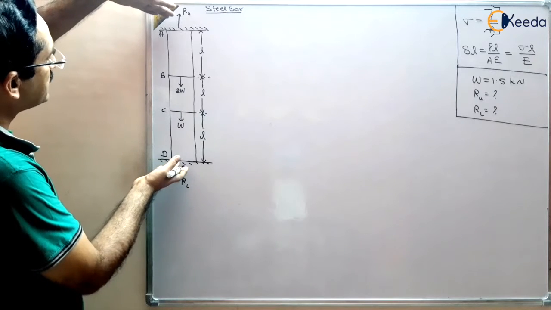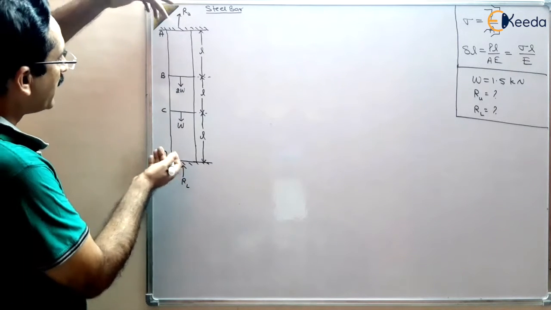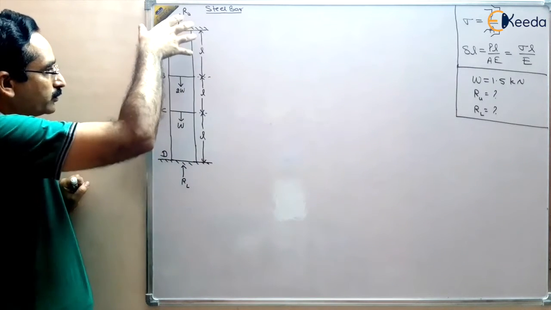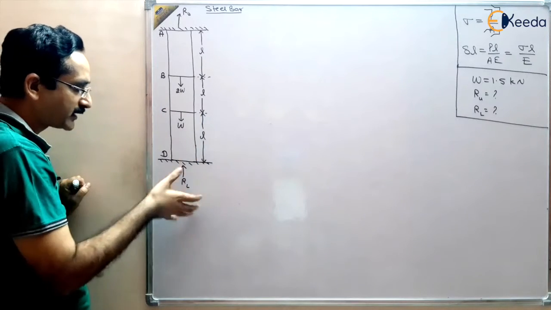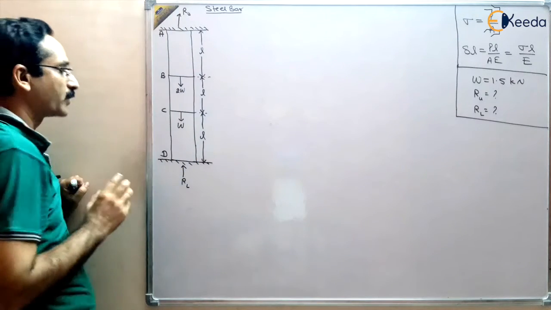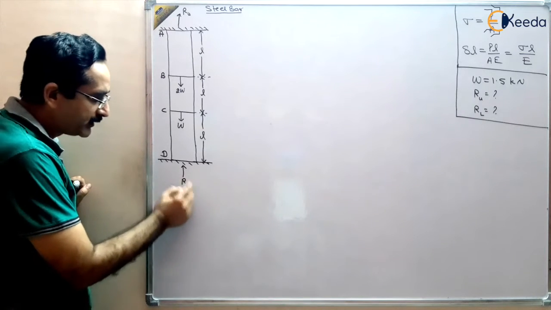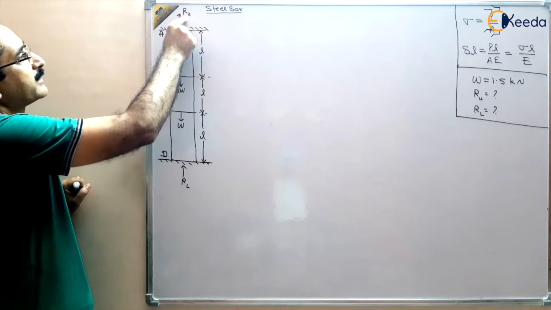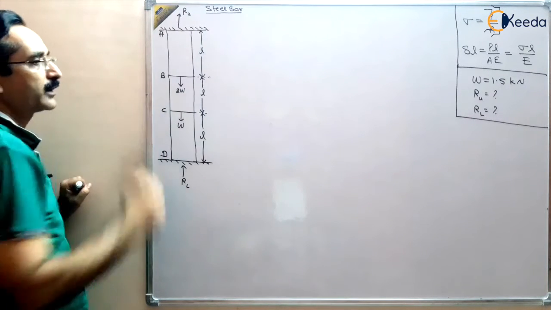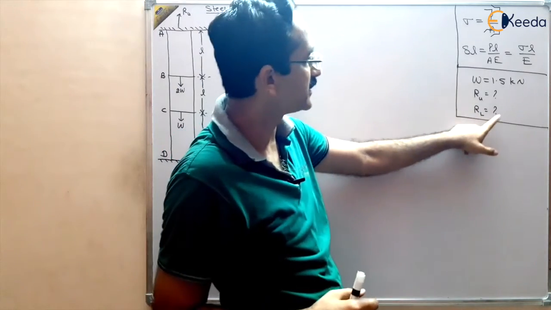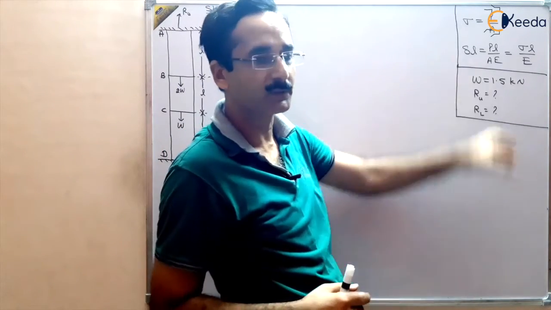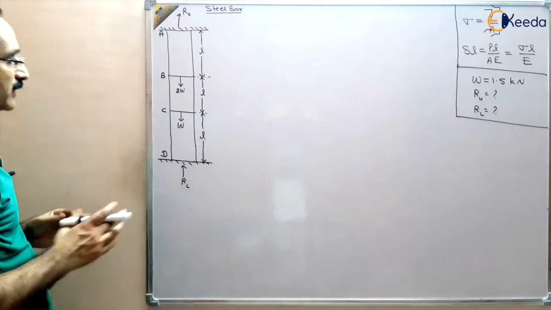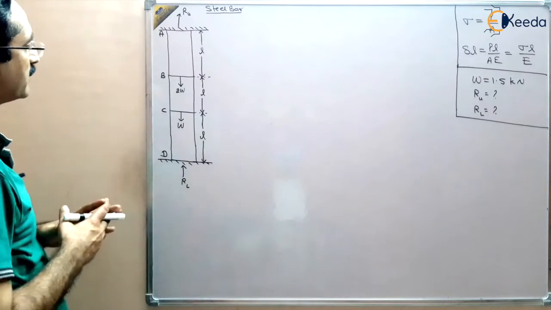The bar is fixed in rigid supports, and we have to find the reaction at these supports. Due to the downward forces 2W and W, there will be reactions at this point as well as at this point. So we have to find RL, the reaction at the lower rigid support, and RU, the reaction at the upper support. Now there are two unknowns and we have to solve for them.